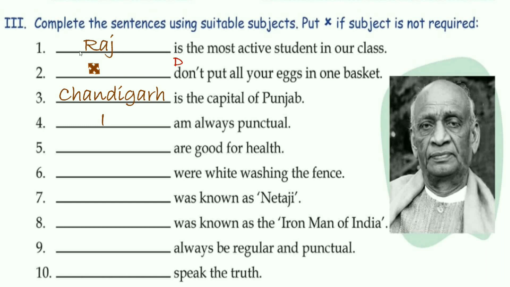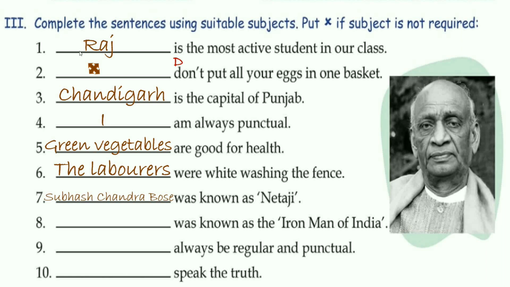Number 5, dash are good for health. You can write anything: green vegetables or fresh fruits are good for health. Dash were whitewashing the fence. Who? The laborers. You can even change your answer according to your wish. Number 7. Dash was known as Netaji. Here we cannot change any answer. We can write only Subhash Chandra Bose was known as Netaji.